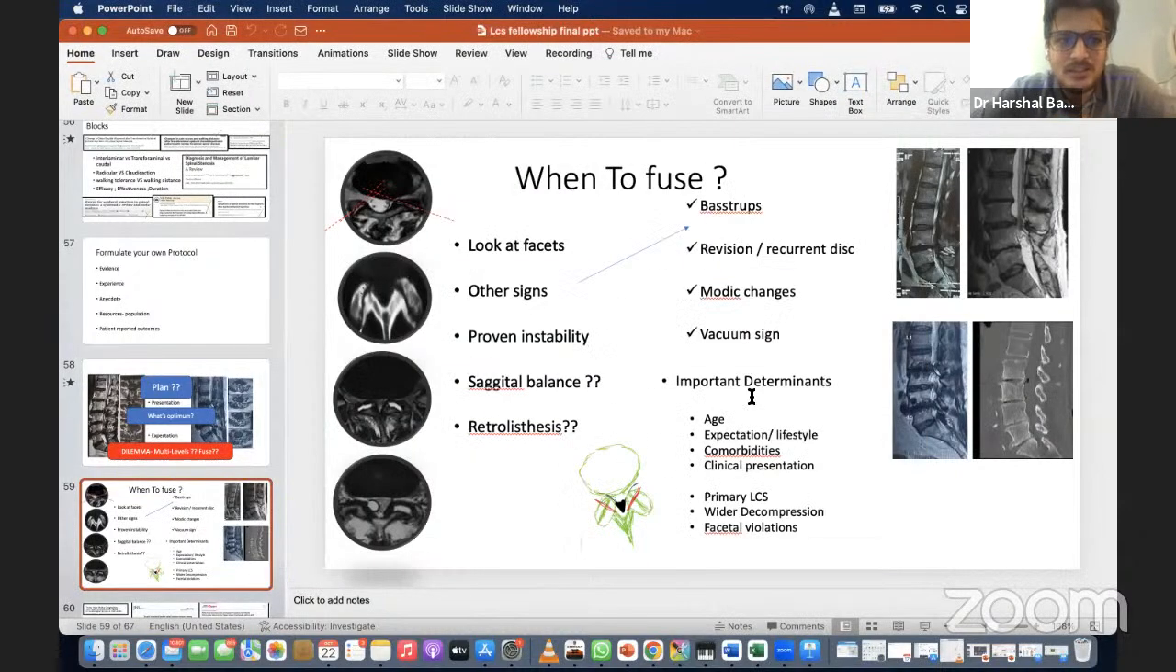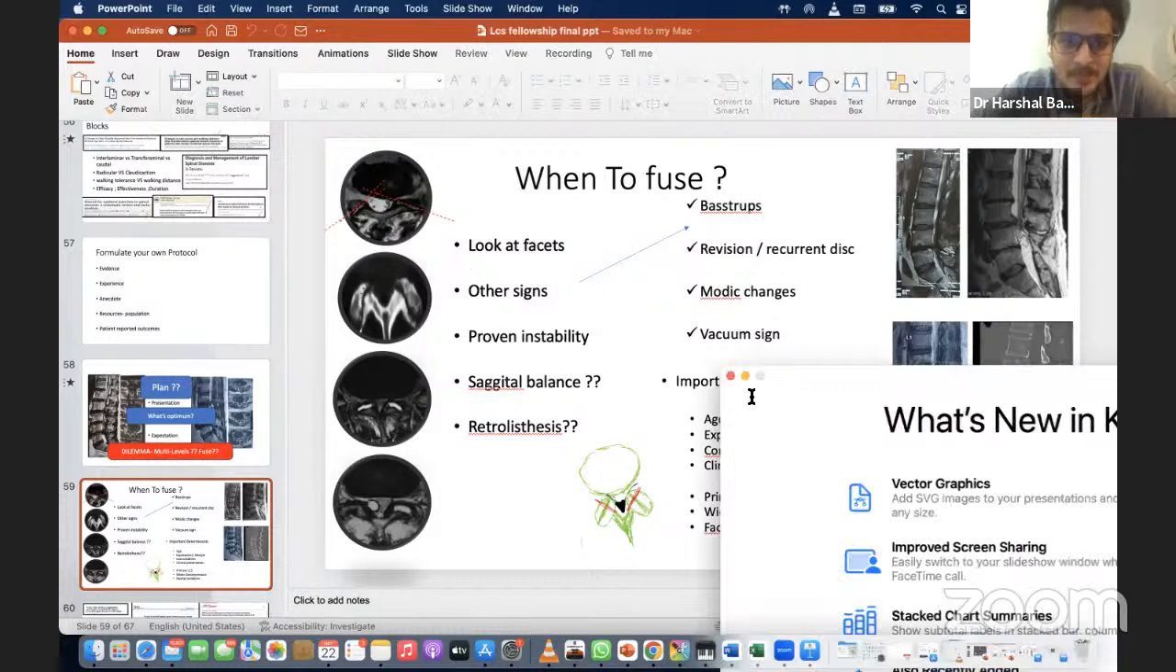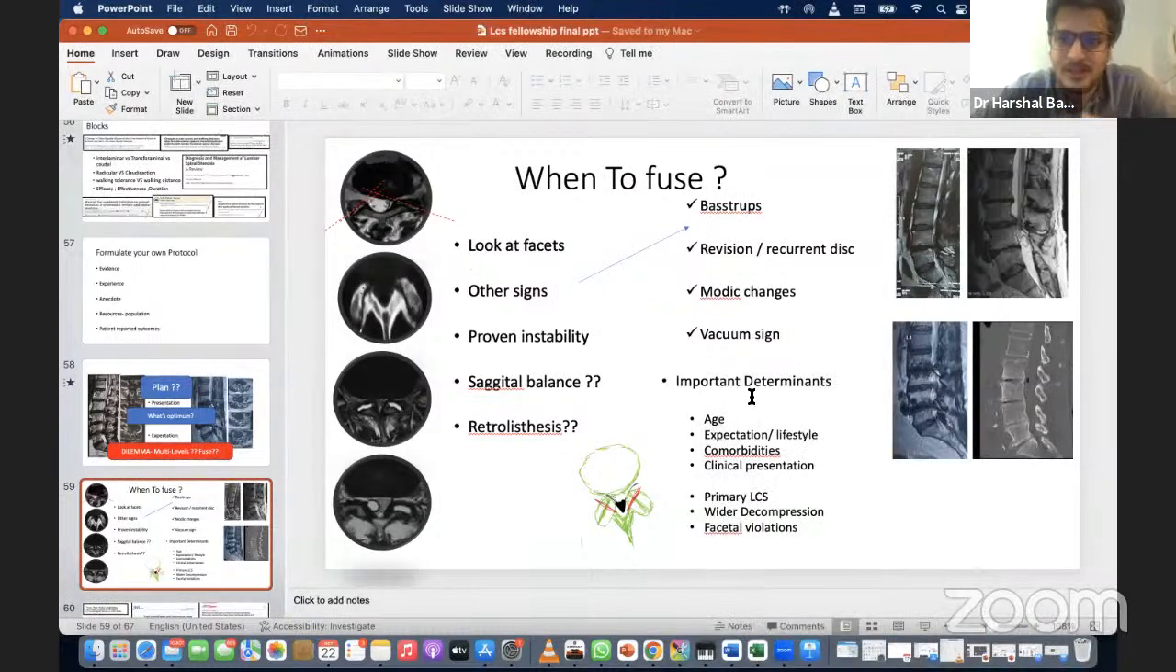So typically, the decision of fusion in a stable spine is a very tricky thing. And here on the X-rays, you could not see any major instability. But when to fuse a stable spine when you're actually attempting to decompress? So always look at the facet, look at the facet tropism, look at the facet arthropathy, look at the facet fullness, and look at the facet cysts. The other subtle signs of instability are Baastrup's lesion, revision or recurrent disc. Sometimes I tend to fuse significant Modic changes and vacuum signs intradiscally.